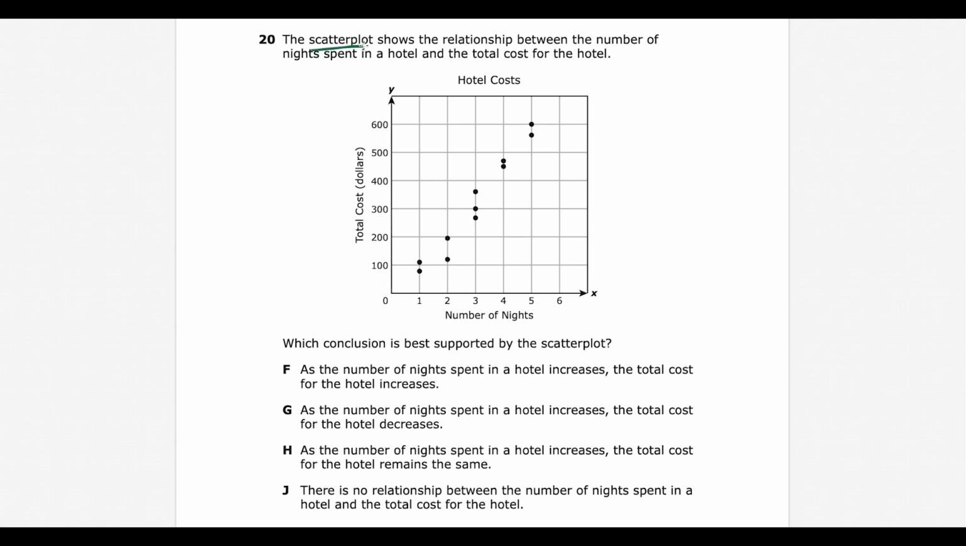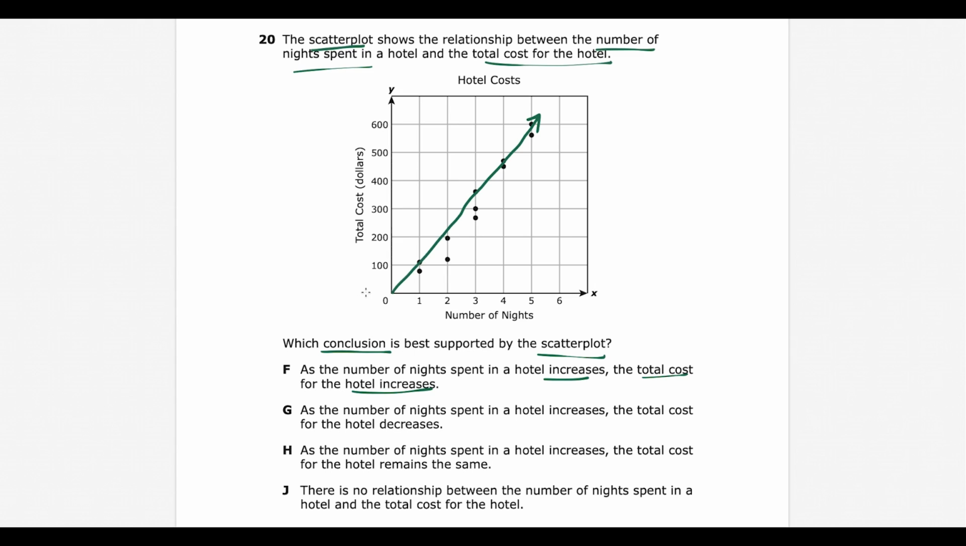Question 20, we've got a scatter plot showing the relationship between the number of nights spent in a hotel and the total cost for the hotel. Which conclusion is best supported by the scatter plot? So what you could do here is draw a line of best fit. I always like to do that for these scatter plot questions. And what we have is as the number of nights spent in the hotel increases, the total cost of the hotel increases. That makes a lot of sense right away.